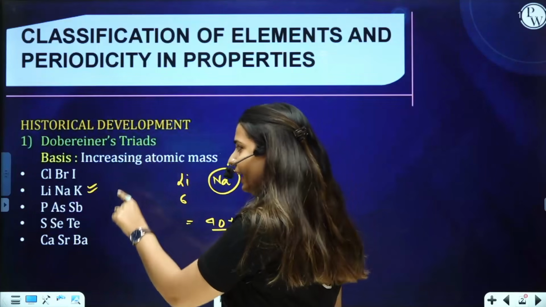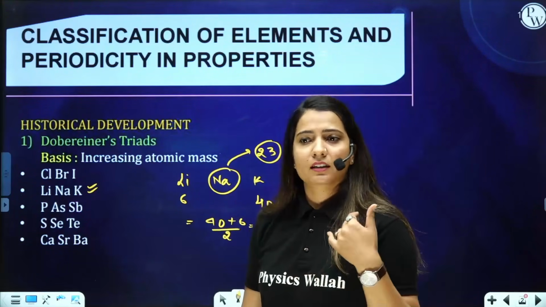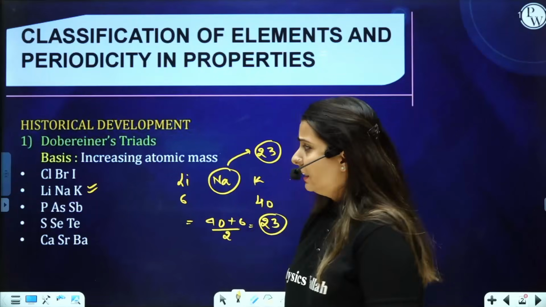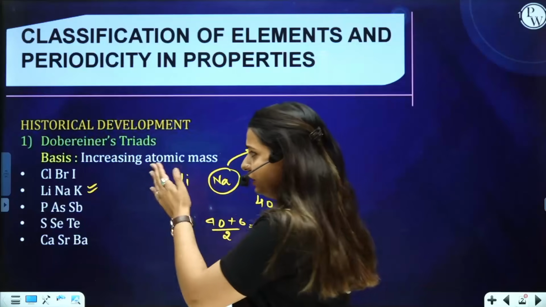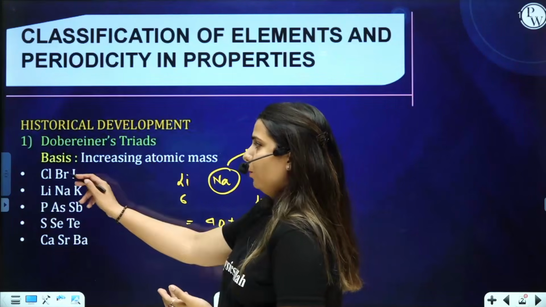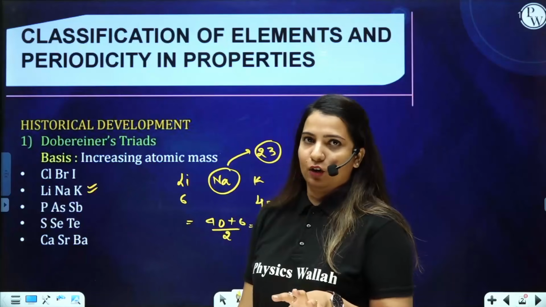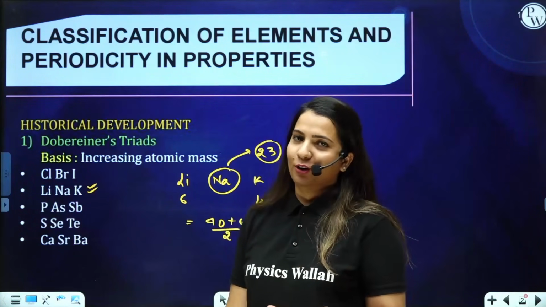It is followed by every element present over here. It can be asked in the examination which of the following follow the Doberiner's Triads. There are some cases present over here, and let's say if I replace bromine with iodine, that will not follow the triad. If I replace, let's say, selenium with oxygen, that will not follow the triads.